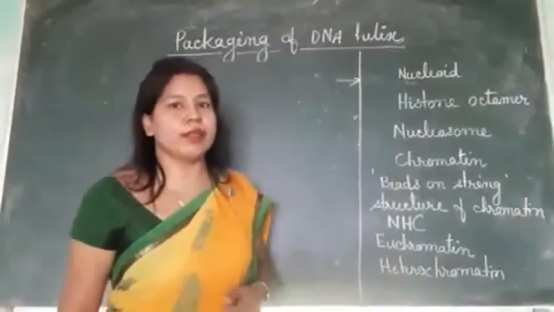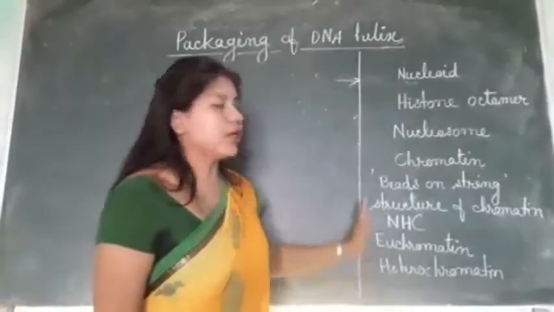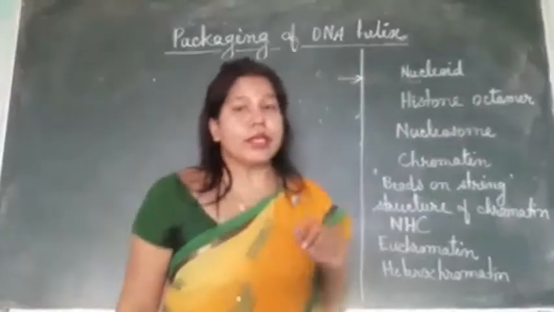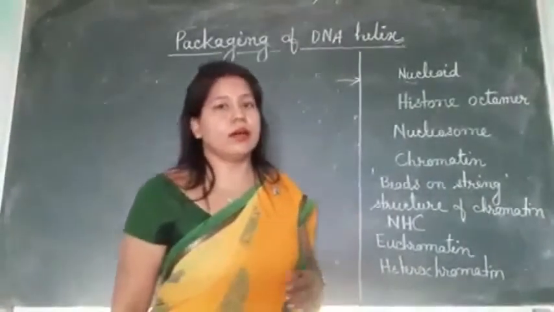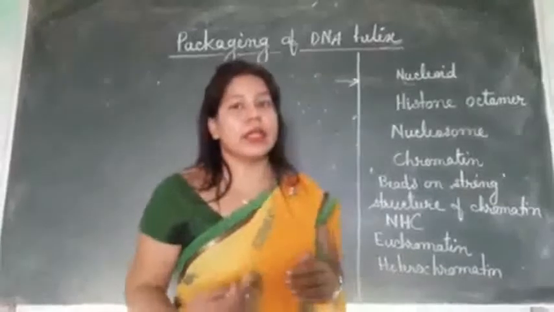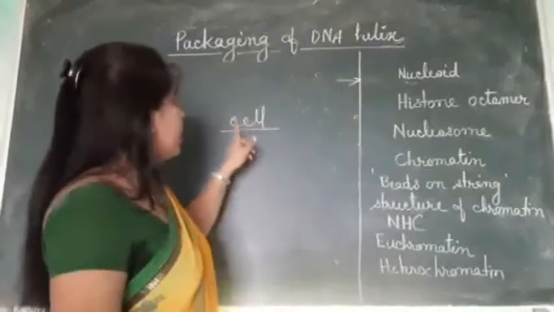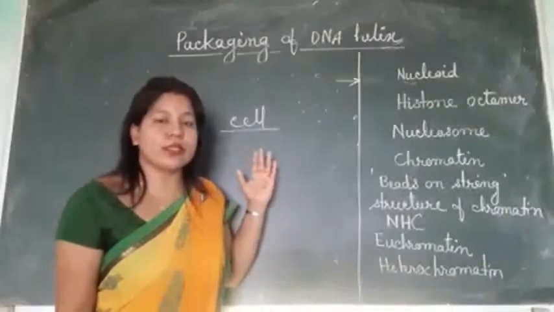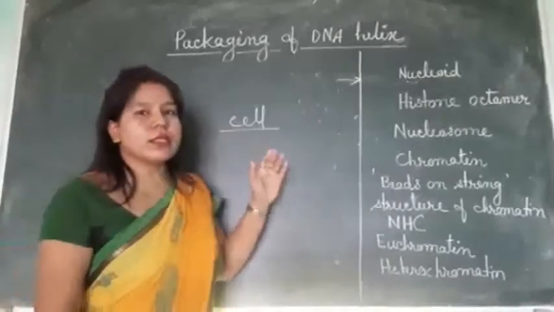Students, today we will discuss packaging of the DNA helix, and these are the topics that we are going to discuss in today's class. All of you know that DNA is a long polymer made up of two polynucleotide strands held together by hydrogen bonds. It is also known to you that DNA remains inside the cell. In a eukaryotic cell, it is basically inside the nucleus, and a little amount of DNA is also present in mitochondria and chloroplast. In a prokaryotic cell, DNA remains just inside the cell.